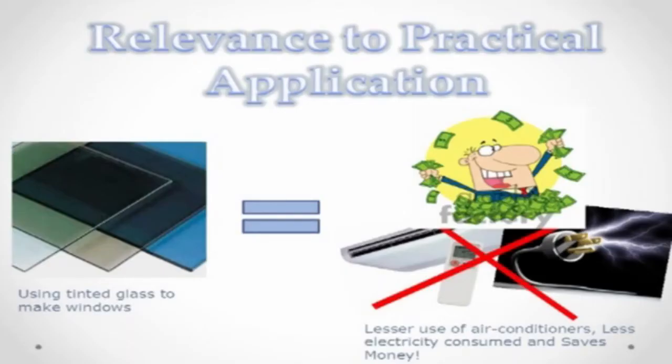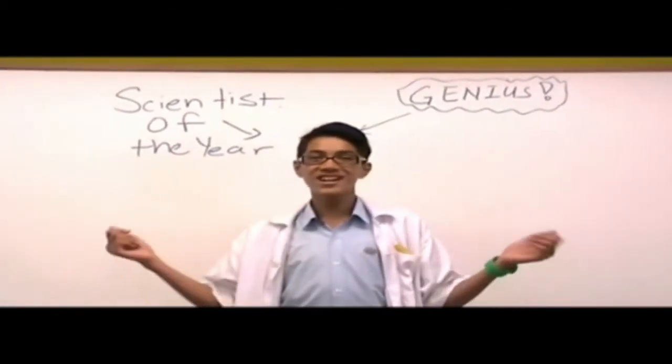So, using tinted glass to make windows can reduce the amount of electricity used and solve the problems of my friend in the class. Wow, how smart am I to produce this idea?